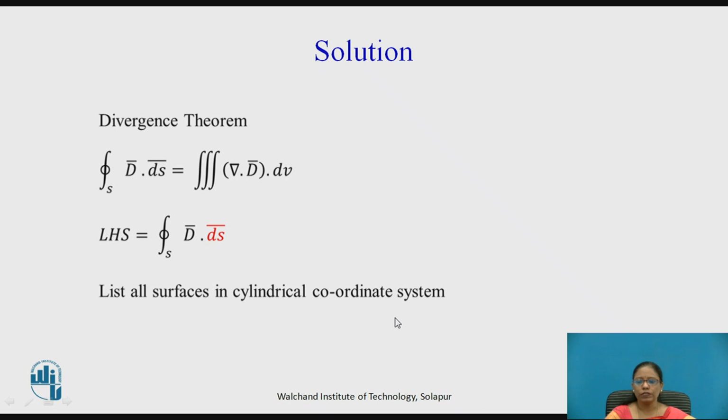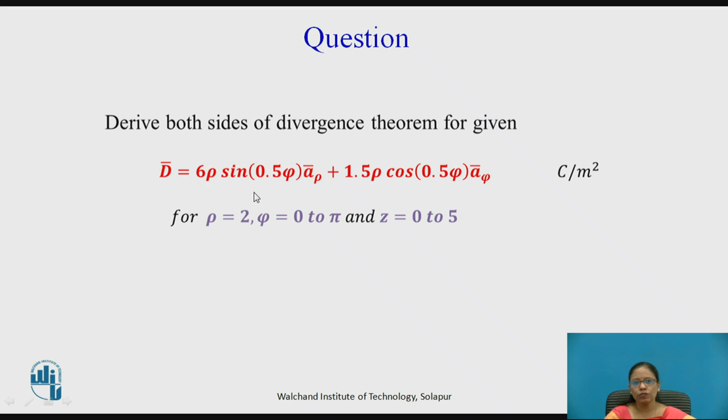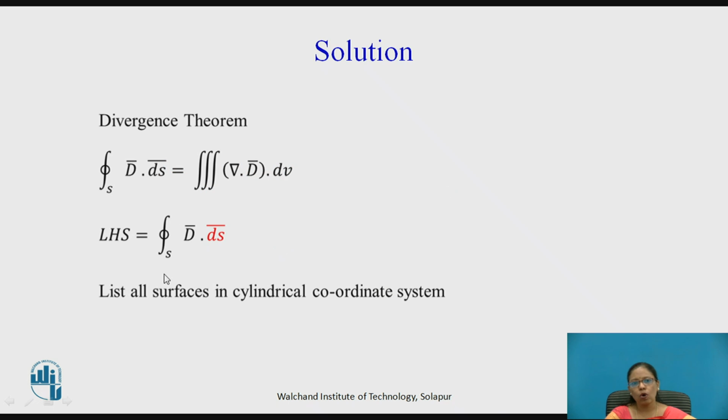As for the given D bar in the question, the coordinates you can see are rho and phi, or the unit vectors you can see are a rho bar and a phi bar. So we can say this coordinate system is nothing but the cylindrical coordinate system. As this is a cylindrical coordinate system, let us list all the surfaces in the cylindrical coordinate system.